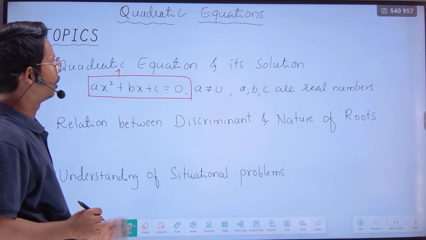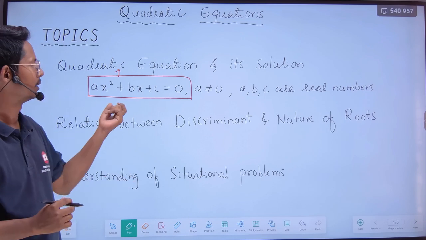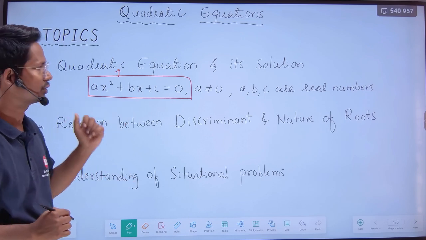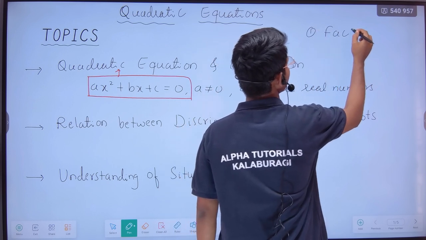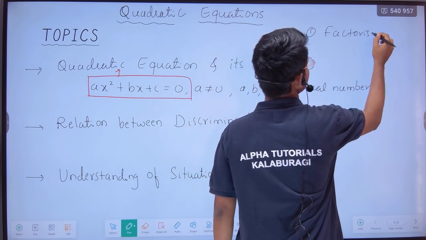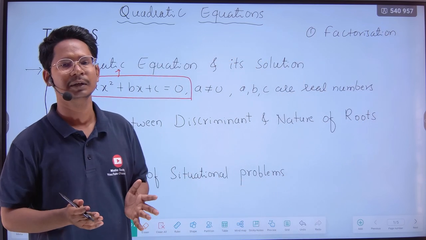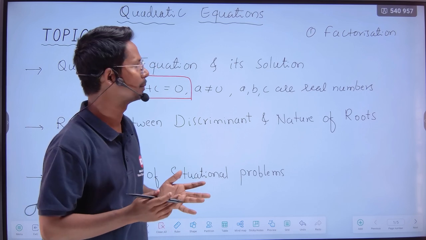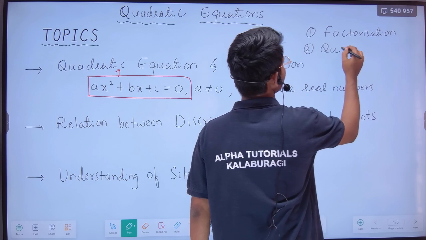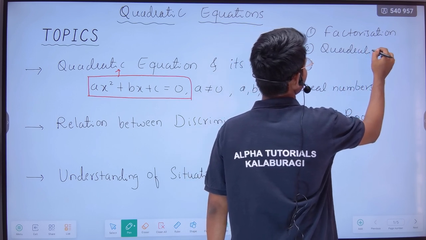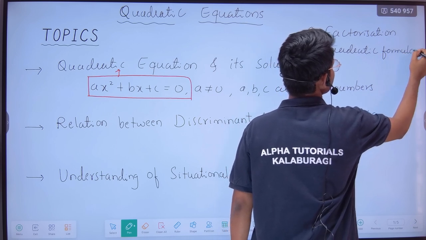Now how to find its solution? We have two methods here. One, the method of factorization, which you have already learned. Factorization is nothing but splitting the middle term of the given quadratic equation. The second method is by using the quadratic formula.